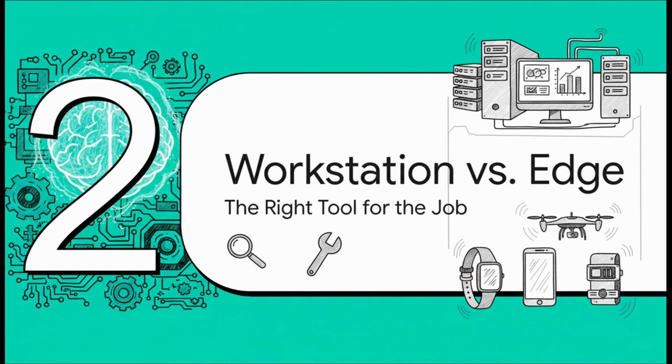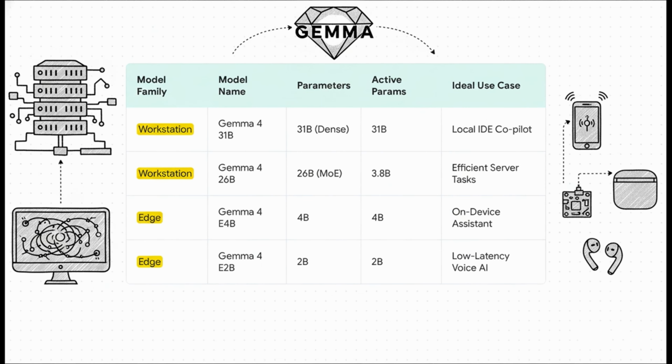All right, so now that we've covered the license, which is huge, let's get into the models themselves. What Google did here is really smart. They've split them into 2 distinct tiers, so you can pick the exact right tool for the job you're doing. So on one side, you've got the heavy hitters, the Workstation models. There's a powerful 31 billion parameter dense model and a super efficient 26 billion parameter mixture of experts model. And then on the other side, you've got the edge models, the tiny E4B and E2B, which are designed to run on things like phones, Raspberry Pis, all those small devices.